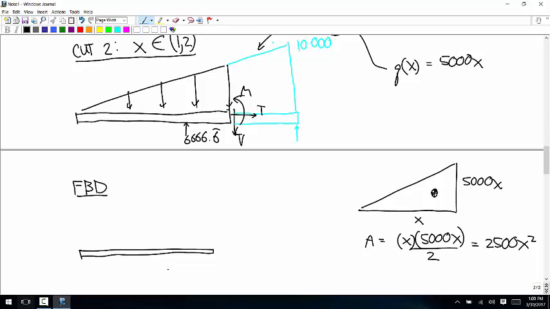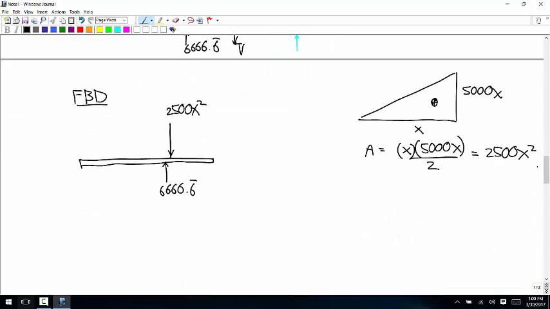So we have the upward force of 6,666.6 repeating. We have the downward force of 2,500x squared. And we have the internal loads T, V, and M.